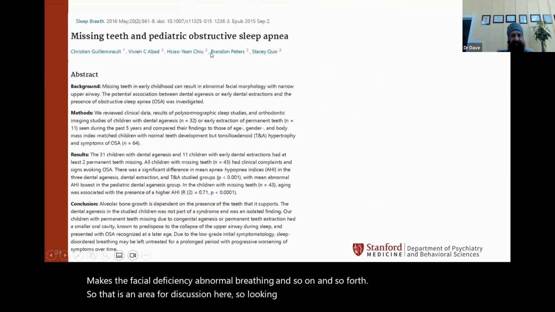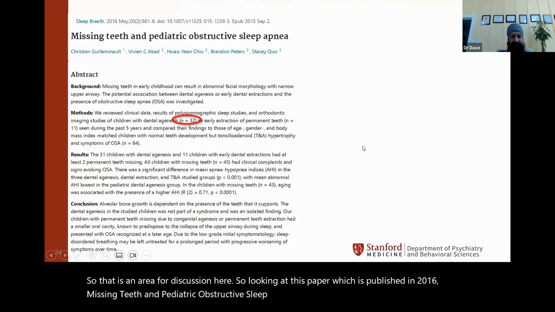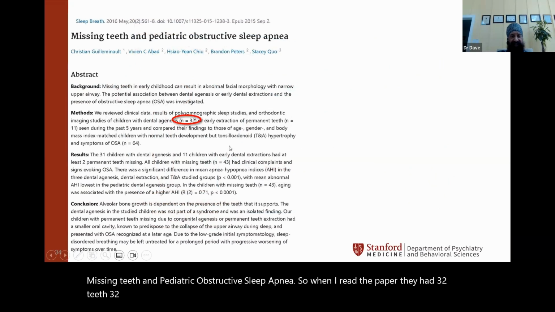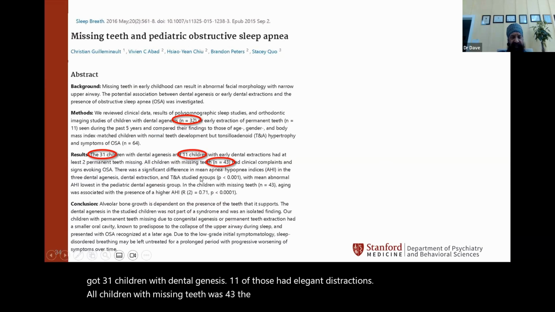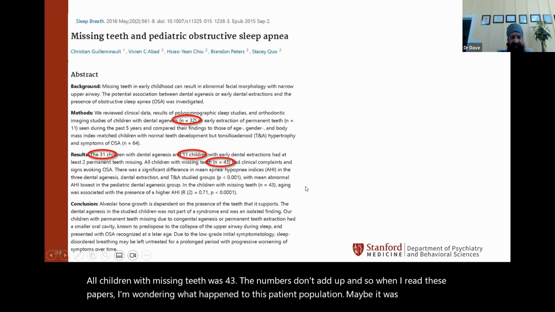Looking at this paper, published in 2016, Missing Teeth and Pediatric Obstructive Sleep Apnea. When I read the paper, they had 32 children with dental agenesis, the lack of teeth. Then in the results, now they've got 31 children with dental agenesis. 11 of those had early dental distractions. All children with missing teeth was 43. The numbers don't add up. When I read these papers, I'm wondering what happened to this patient population. Maybe it was a typo, but that's fine.